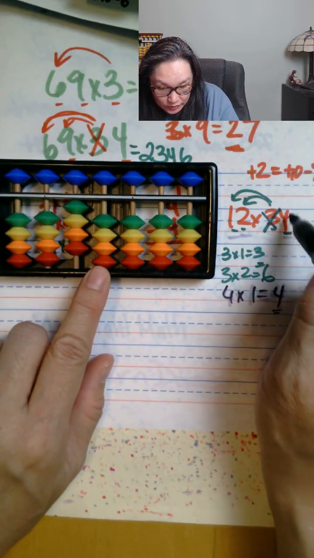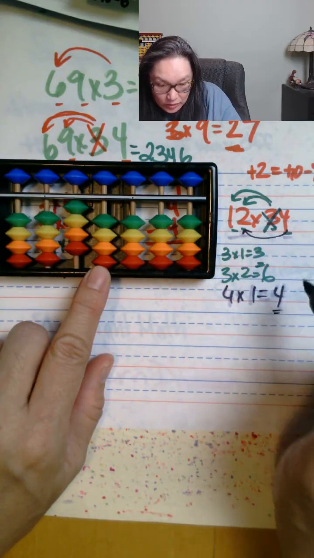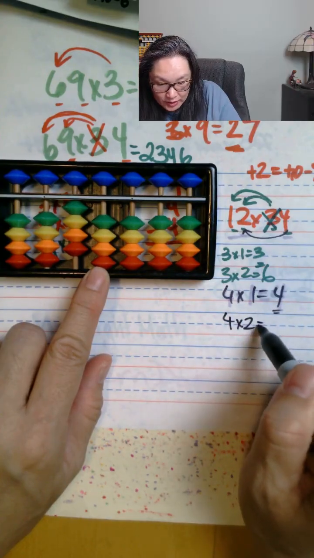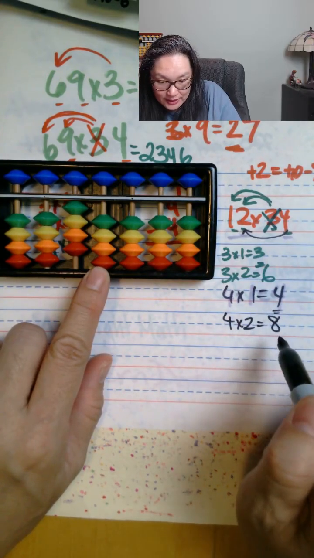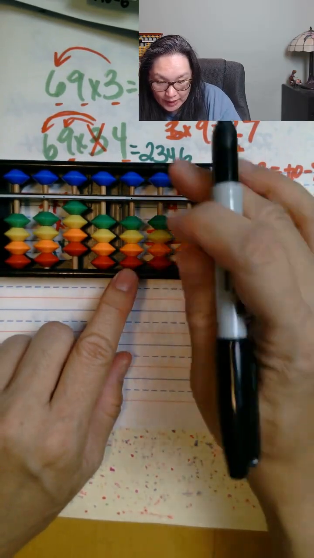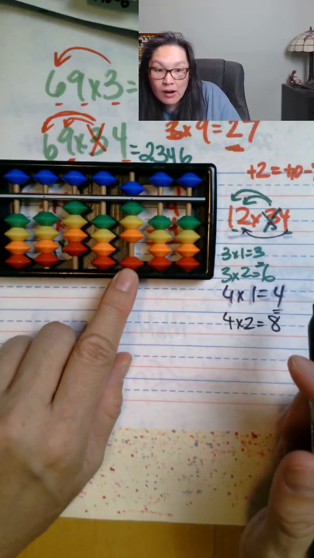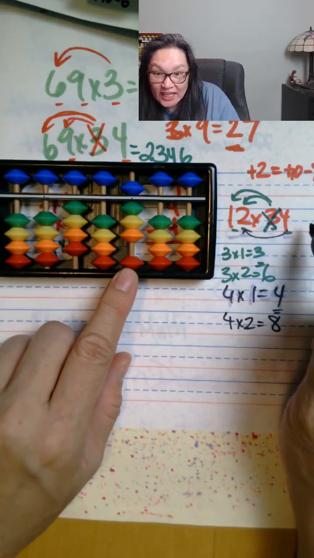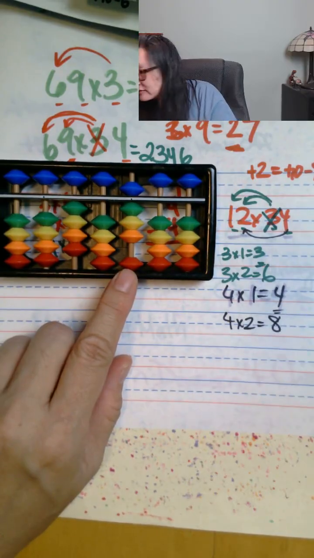Then I do 4 times 2. 4 times 2 is equal to 8. 8 is a single digit. I go back one column and I add my 8. So my answer is, is that correct? 408.